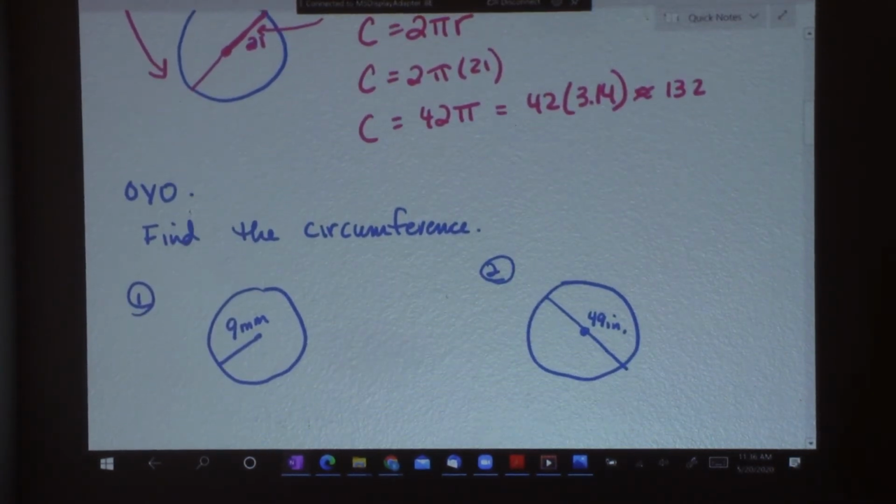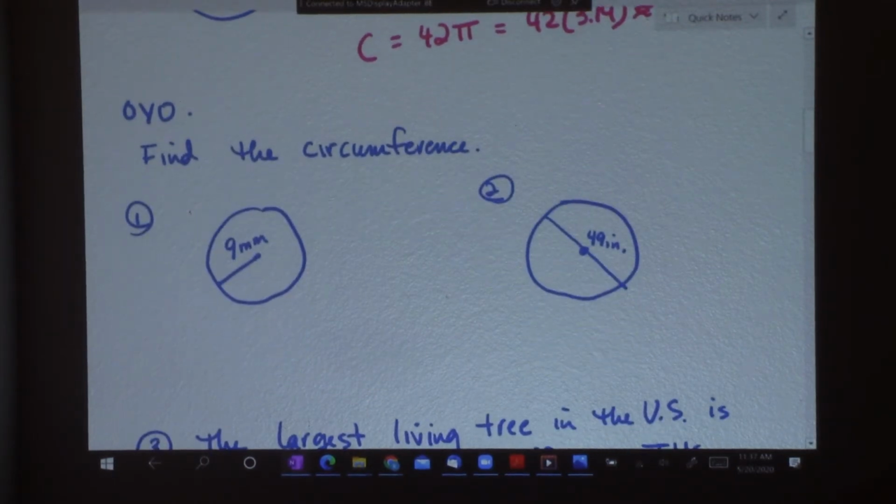So that's my answer. Okay, I want you to do a couple. So go ahead and pause the video, do those two examples, and we will come back in just a moment. Okay, so let's go over these together. I have the radius this time, so I've got c equals 2 pi radius. So 2, and I'm going to put 9 in.